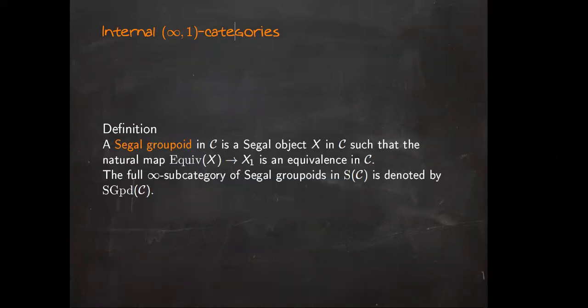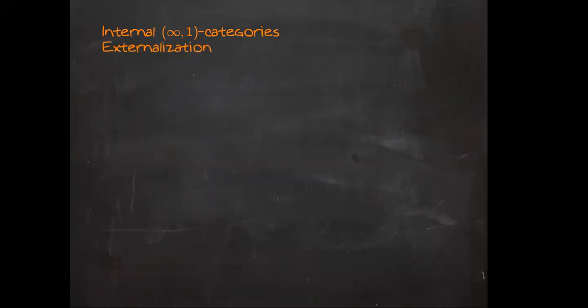All right. Accordingly, we can define a Segal groupoid to be a Segal object in which every arrow is invertible. A way to phrase this is that there is a natural map from the equivalences in X to all arrows in X, and then we want this map to be an equivalence itself. So every map in X can be proven to be an equivalence. And then accordingly, we obtain a full infinity subcategory, which we call SGPD of C.